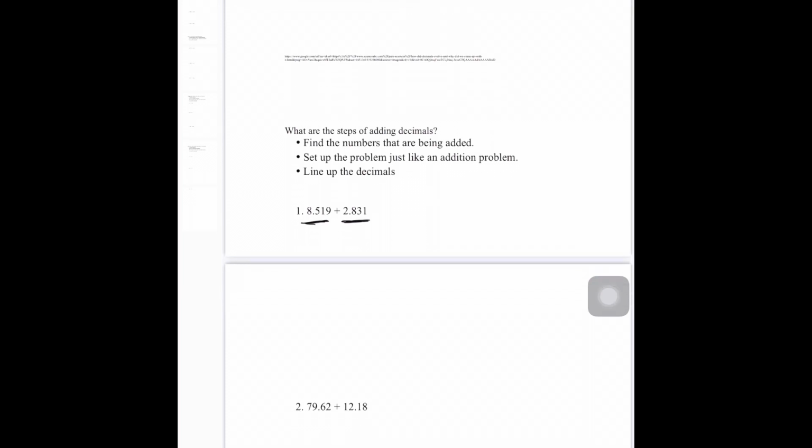So let's set it up like an addition problem, but we need to make sure that we are lining up our decimals. So 8 and 519 thousandths plus 2 and 831 thousandths. So 9 plus 1 is 10. We will put the 0 here and bring up that 1. 1 plus 3 is 4, but we have to add in this 1, which is 5.